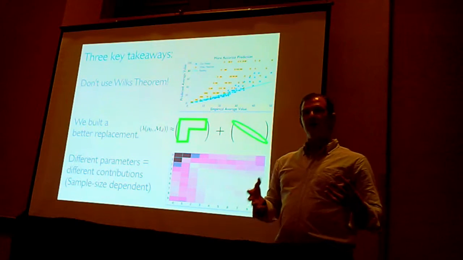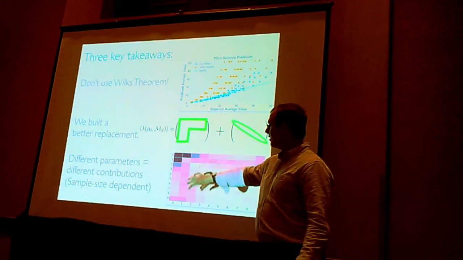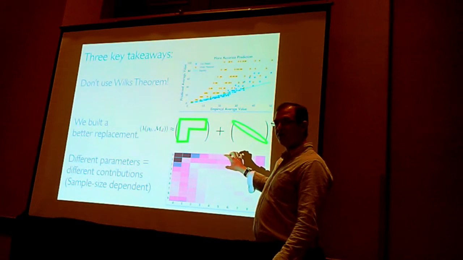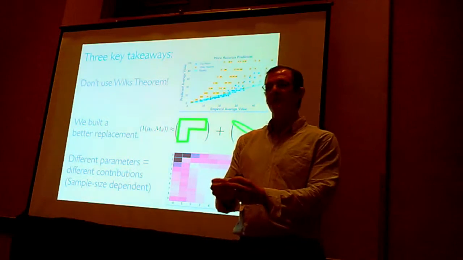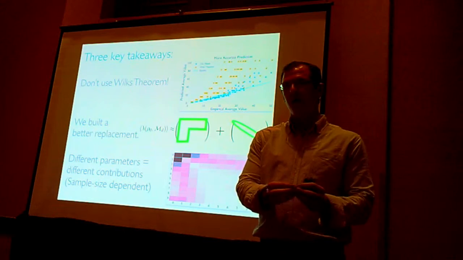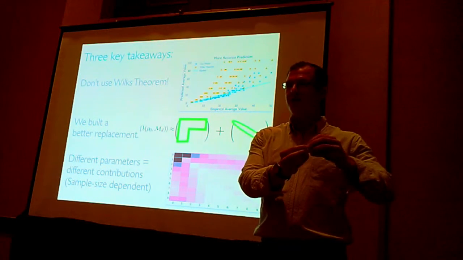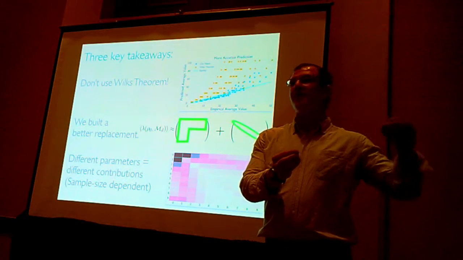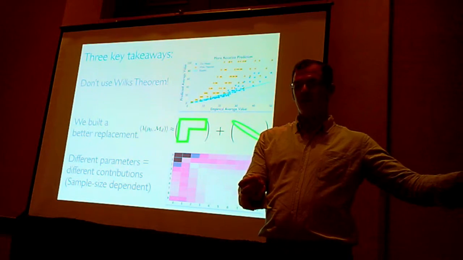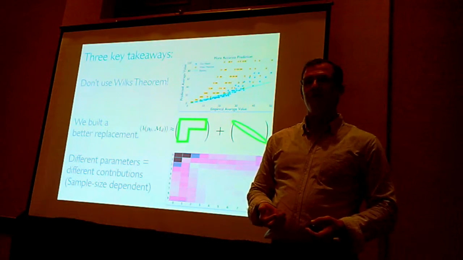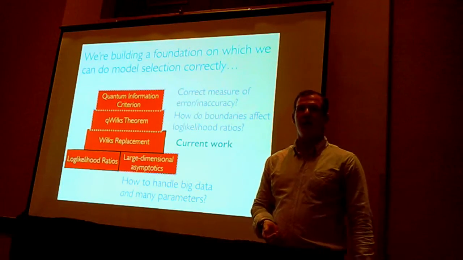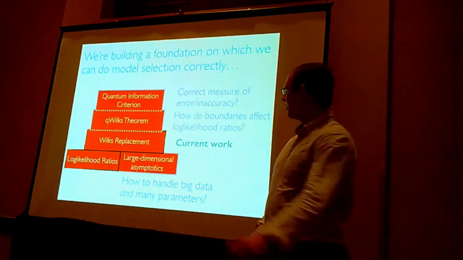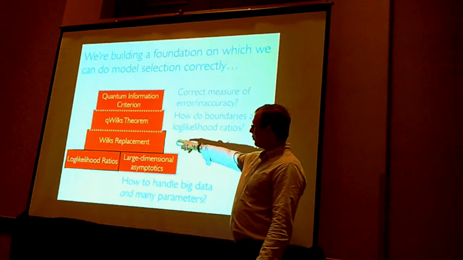This replacement is derived by kind of counting up matrix elements that are coherent with the true state and recognizing that different parameters in the density matrix have different contributions. What I didn't get to tell you is we strongly believe that those contributions are actually sample size dependent. So what have we been doing? We've been building a foundation upon which we can do model selection correctly. We've been restacking that pyramid. We're trying to provide a replacement for the Wilkes theorem.